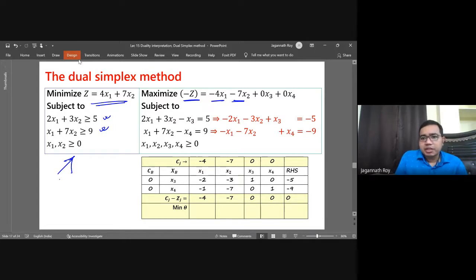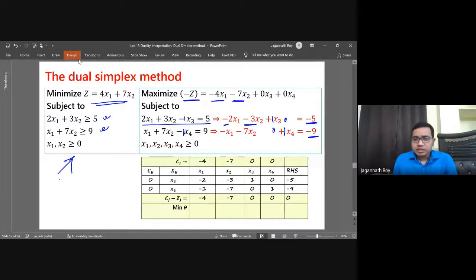If you introduce slack variables x3 and x4, then after writing the standard form, we have negative slack, but we are not getting the basis. So what we do, we multiply by -1 and make the right hand side negative. But now we are getting the basis here.